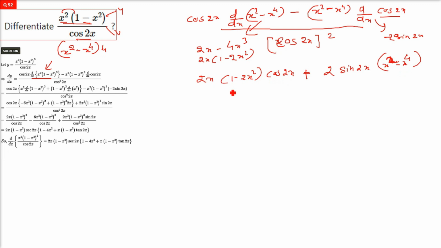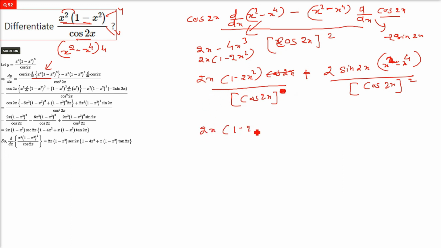In the denominator we already have cos 2x whole square, that is cos square 2x. So let us write it in the denominator of both these terms. This is cos 2x whole square. This is also cos 2x whole square. Alright. So this cos 2x, 1 gets cancelled in the first term. So this you can write as 2x into 1 minus 2x square.